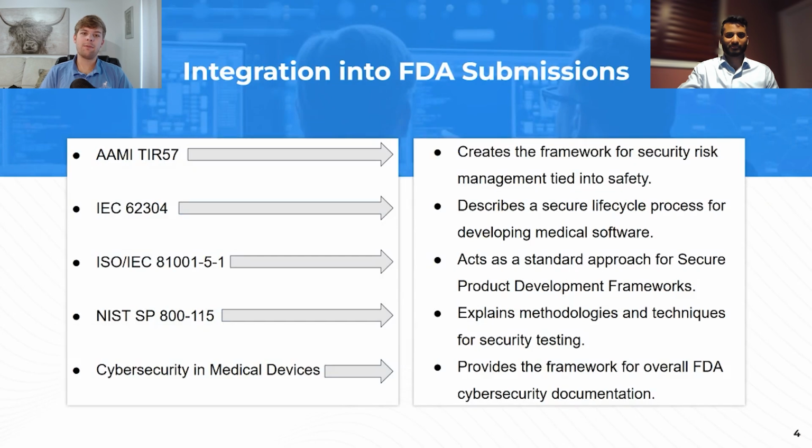All right. Now, why do we want to integrate these standards specifically into FDA submissions? When we're looking at TIR 57, this is creating that framework for security risk management and tying it into safety. Like I mentioned earlier, it is based off of ISO 14971 and should be thought of as an extension of that standard. They should be distinct, separate processes, but there is a clear point of intersection.